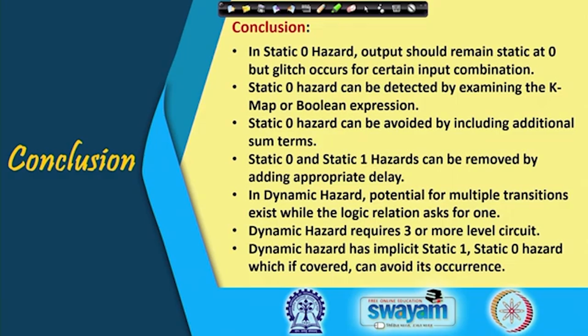In dynamic hazard, there is potential for multiple transitions, instead of only one, which is required from the logic relation. It requires 3 or more levels of circuit, and the inherent implicit static 1, static 0 hazard, if identified and covered, can avoid its occurrence.